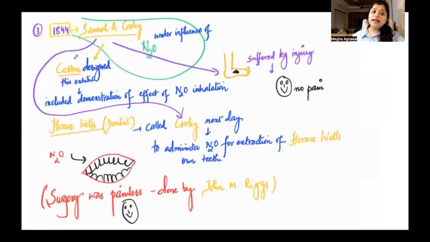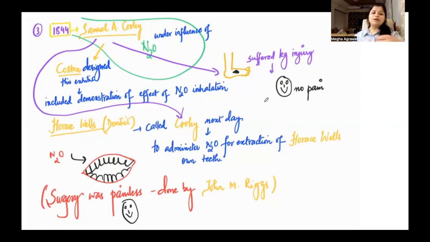Then in 1844, Samuel A. Cooley, under the influence of nitrous oxide, was at an exhibit. This exhibit was designed by the scientist Colton, who wanted to demonstrate the effect of nitrous oxide. And during that time, Samuel A. Cooley suffered a leg injury. And in that leg injury, he experienced no pain. So that's how they got to know about the analgesic effects of nitrous oxide.